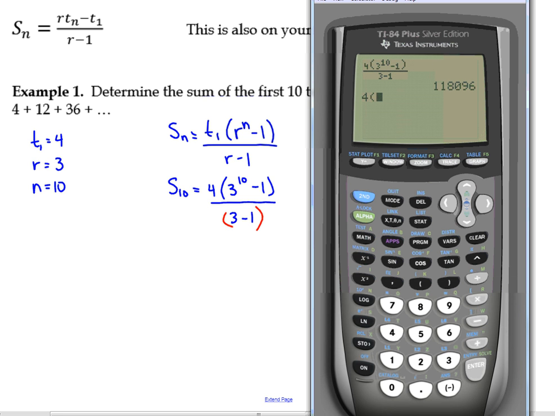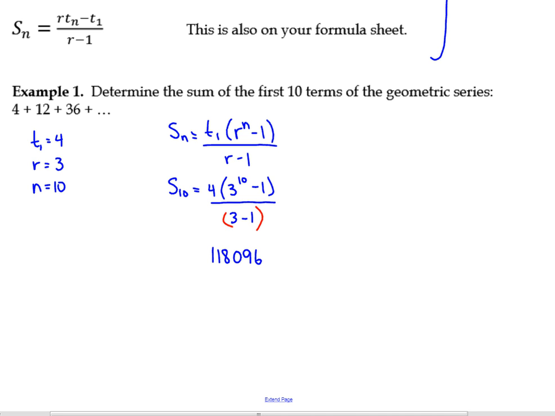So when I type this in, 3 to the power of 10 minus 1, and then divided by, I would need brackets, 3 minus 1, or it's not very hard to subtract 1 from a number, so you could just divide by 2, right? You can do that in your head. You just have to be careful. If you want to type it in all at once, you need brackets around your denominator. 118,096. So careful when entering in your calculator.